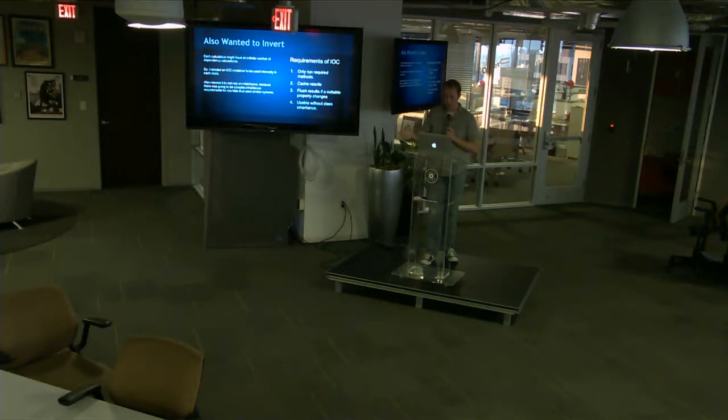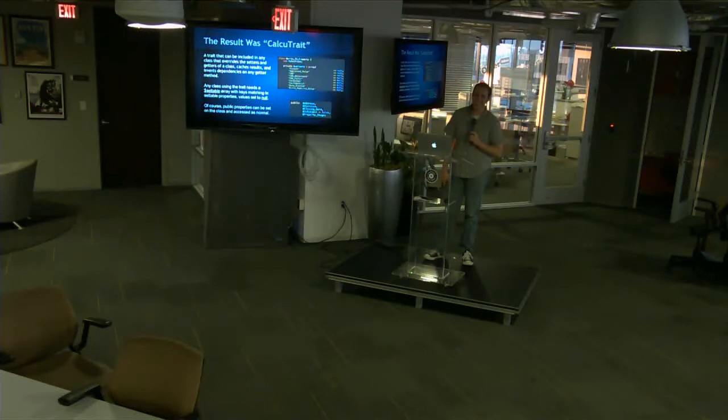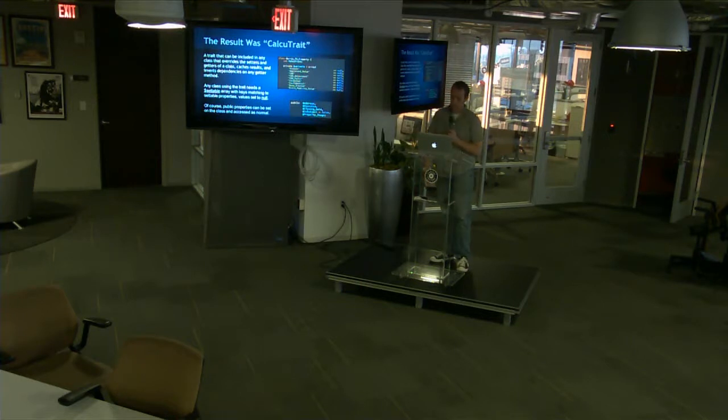And so, cache results. Another requirement that came up was that I needed to flush results if one of the settable properties ever changed, and it had to be usable without class inheritance. So obviously I used a trait for that, and after a lot of fiddling, the result was what I'm calling calcu-trait. The trait is included in any class; it overrides the setters and getters of that class, caches results, and inverts dependencies on any given method inside of it.